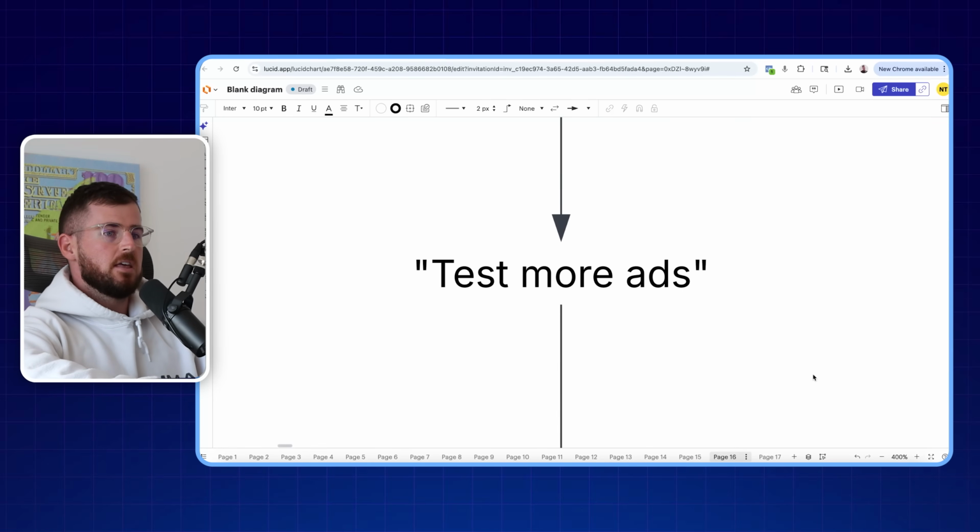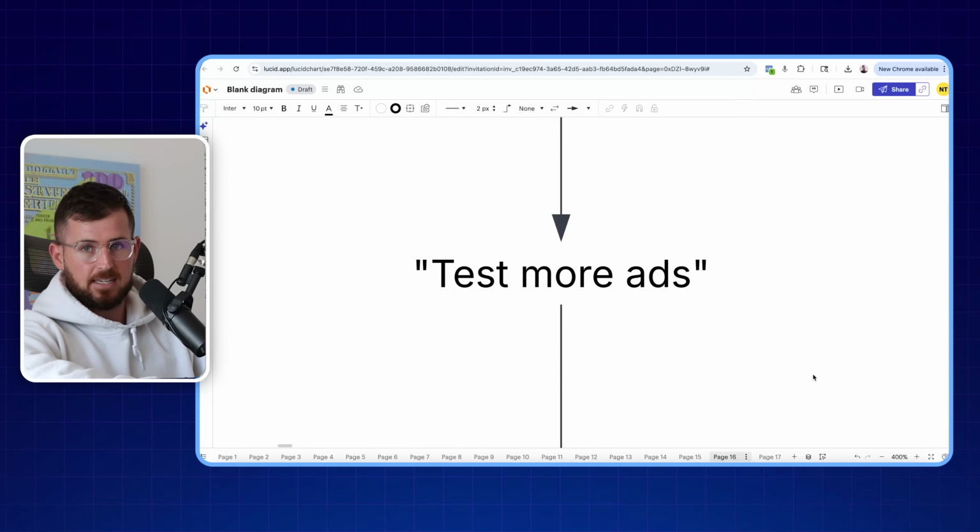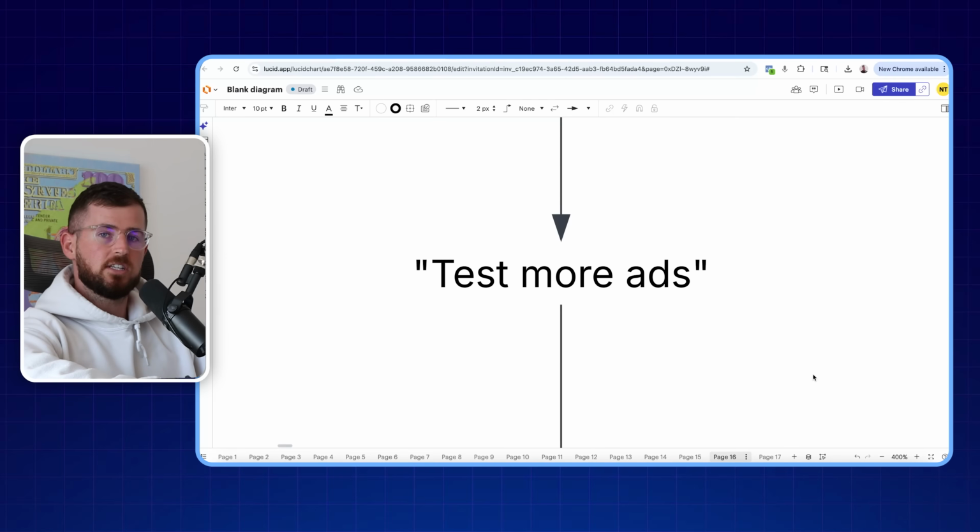And this is one of those things where we don't need to change it from the perspective of, hey, let's completely stop testing ads and do something else, or let's change the ad account structure. We just need to change our mindset of what we're going to put in those creatives. We need to focus more on quality over quantity. And that's something I've been preaching on this channel for years now: quality over quantity.